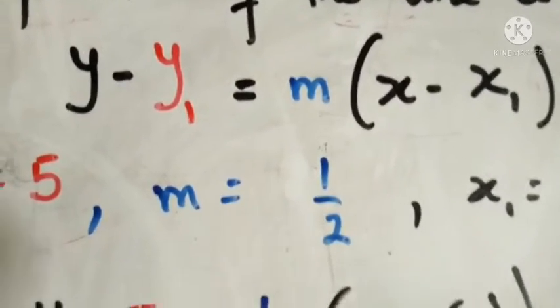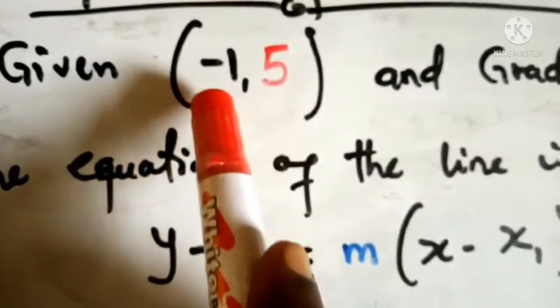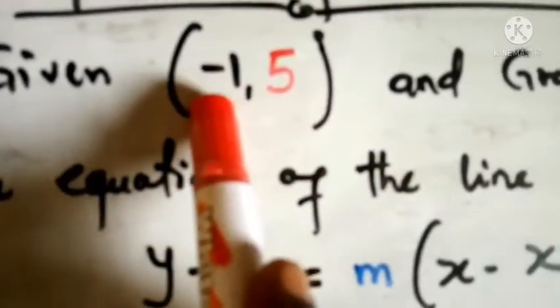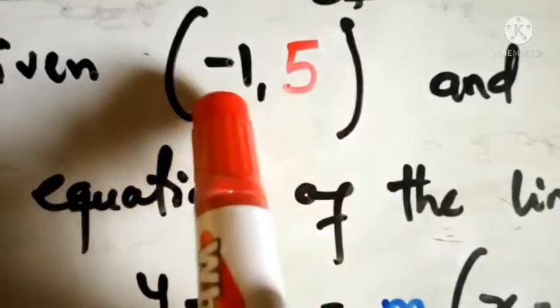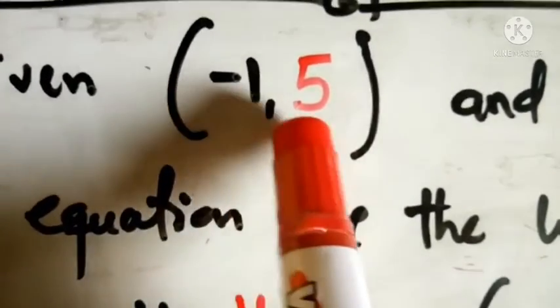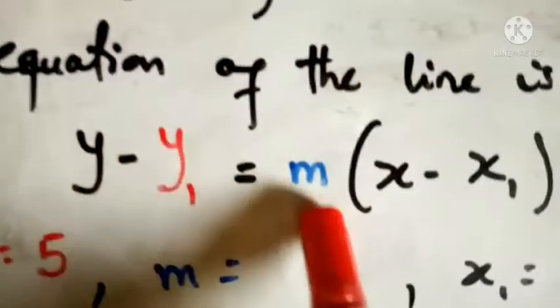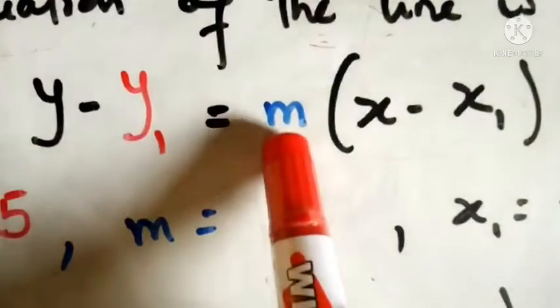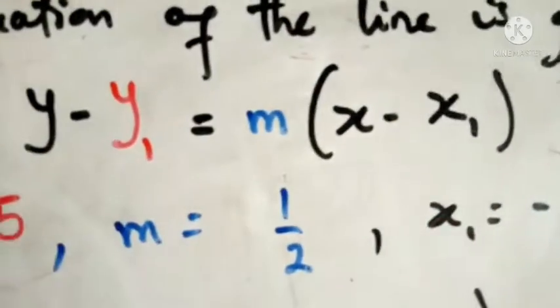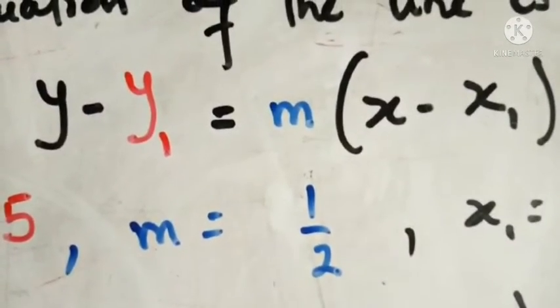Now the y1 here is from the point we are given, (-1, 5). The first one here is the x1, and this is the y1. The x1 is the minus 1 here, and the y1 is the 5 here, and we are given the gradient. The m here is what we call the gradient. Now that you know y1, m, and x1, you are free to go. Then you can easily find your equation of the line.